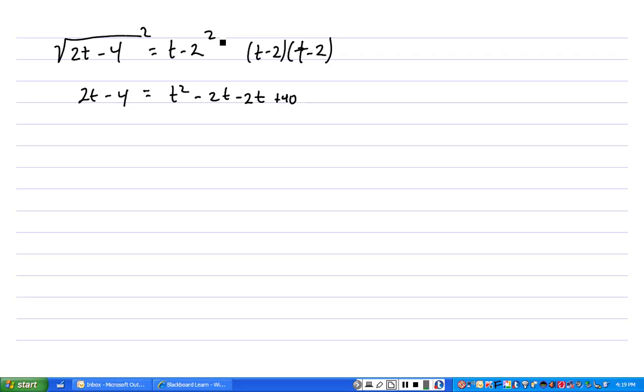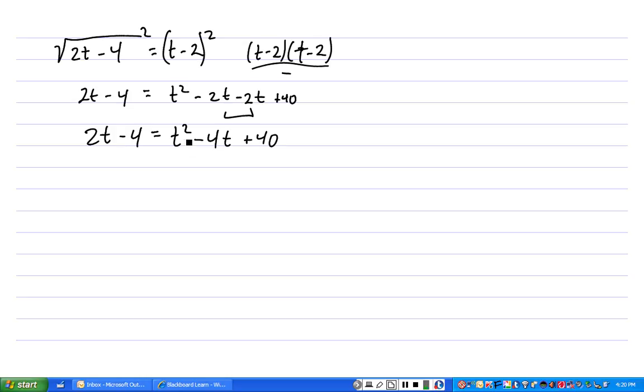And t minus 2 squared, and let me write it like this, like it should be written. So the t minus 2 is squared. I want to show you that here. This is what we get. These are like terms. So 2t minus 4 equals t squared minus 4t plus 4.